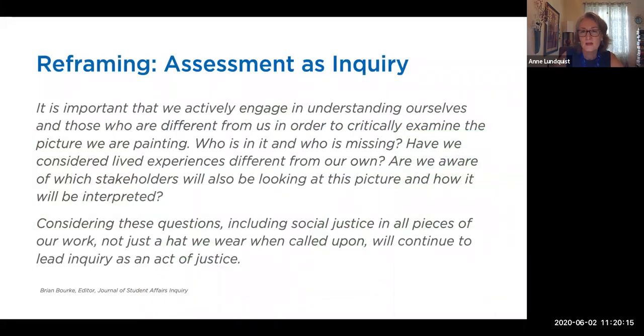So part of what that means, and we'll talk about this also with a few more ideas at the end, is really just some reframing for ourselves, especially as assessment practitioners, and really thinking about the ways that we're including social justice in all pieces of our work. As Brian Bork says, not just a hat we wear when called upon or when we turn our diversity lens on, but that it should be embedded in everything that we do and in all choices that we make.